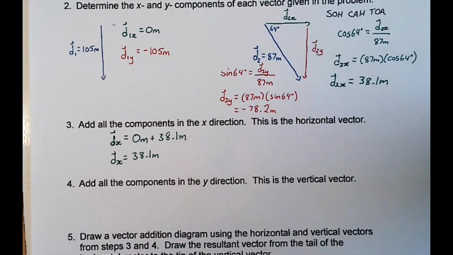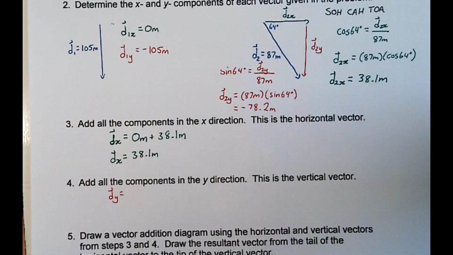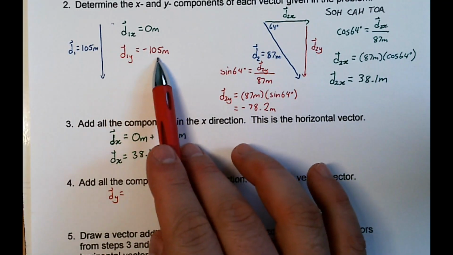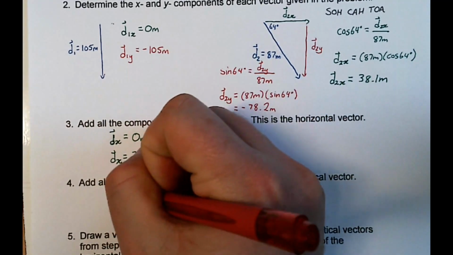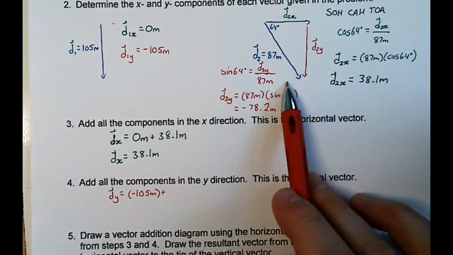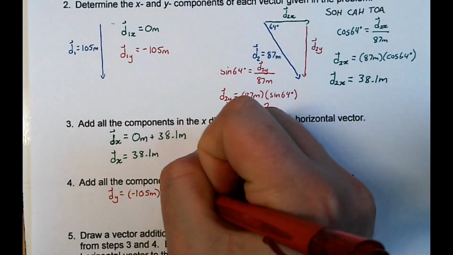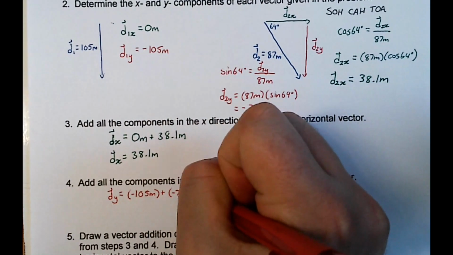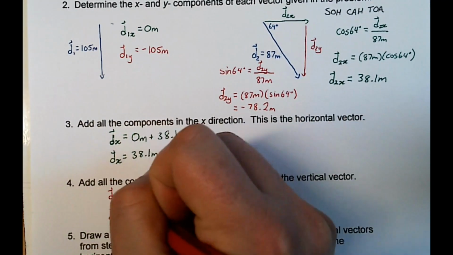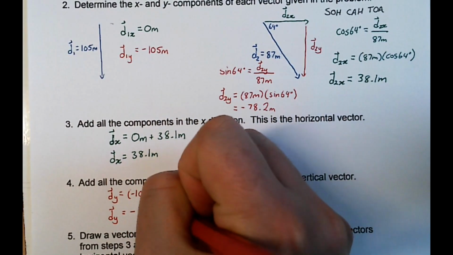We can now do the same thing for our total y component. Our total y component is equal to the total from the first component, which is negative 105 meters, plus our second displacement, negative 78.2 meters. When you add those together, your displacement vertically is negative 183.2 meters.